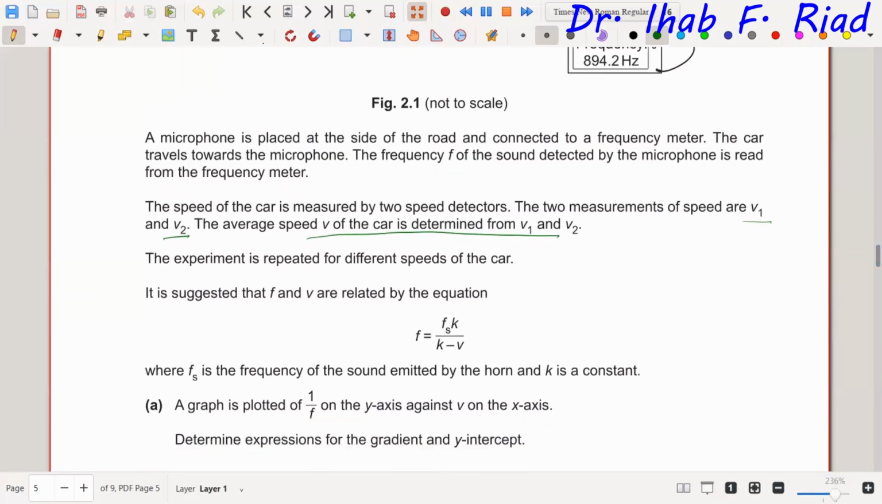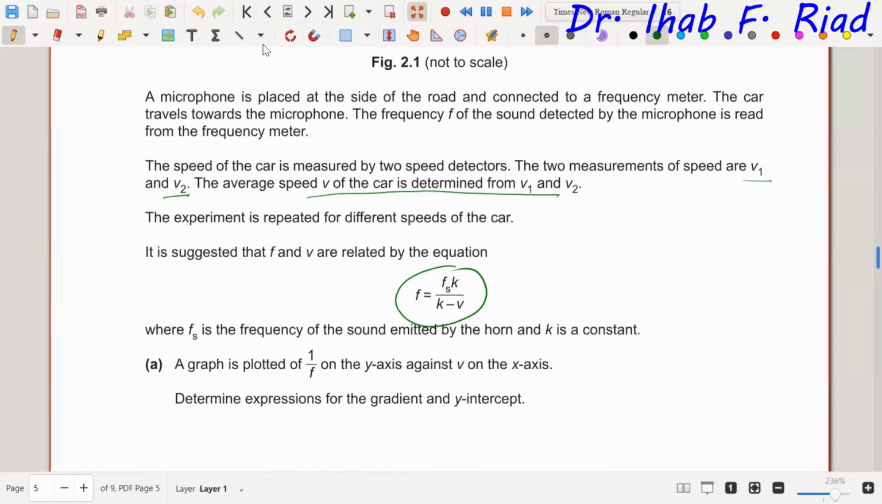It is suggested that F and V are related by this equation. So the frequency is equal to Fs K divided by K minus V, where Fs is the frequency of the sound emitted by the horn and K is a constant. So we know Fs is the frequency of the horn and K is a constant.